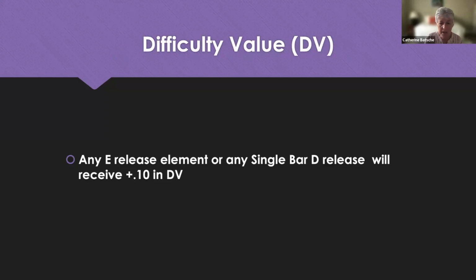The same rule is in effect this year as before, and that is that any E release element or any single bar D release element will receive 1/10 in difficulty value.